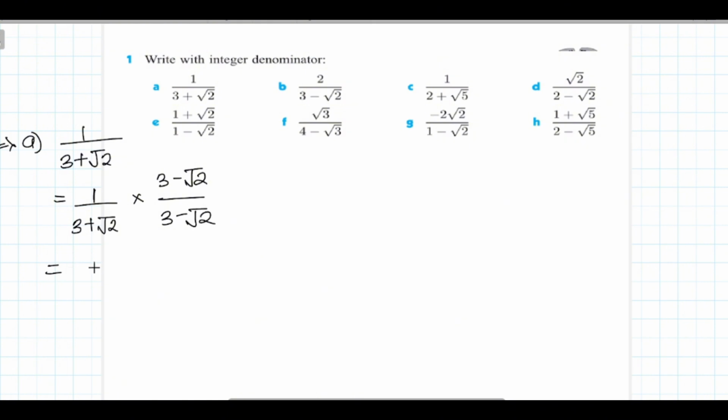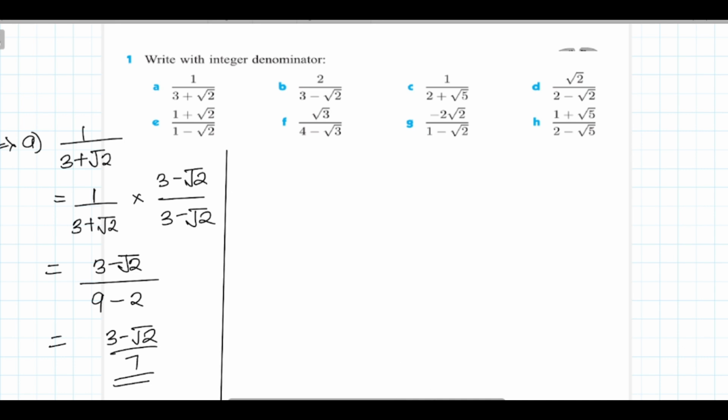Then if we simplify that, we have 3 minus root 2 all over, when you are multiplying conjugates, multiply the first terms together: 3 times 3 is 9, and root 2 times root 2 will be 2. So 9 minus 2 will be 7. So we have 3 minus root 2 all over 7. So this surd has been simplified, and we have an integer at the denominator. It is now in rationalized denominator form, in simplest form.